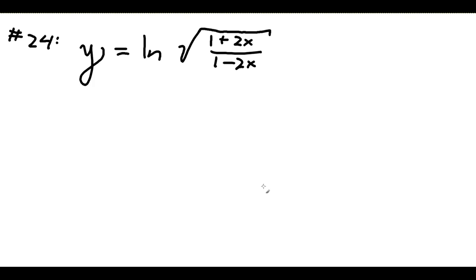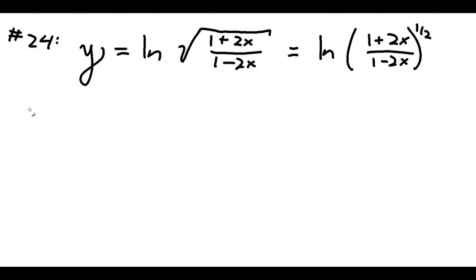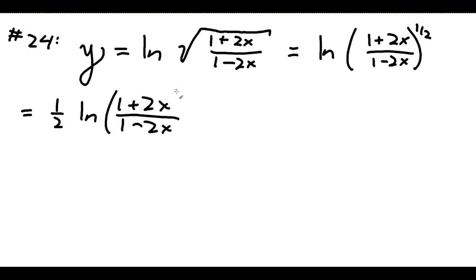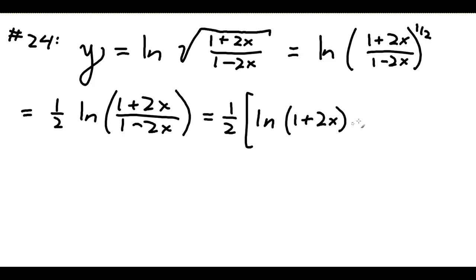But do not forget properties of logarithms, which hopefully you have learned thoroughly and extensively in previous courses. This is the natural log of 1 plus 2x divided by 1 minus 2x, raised to the 1/2 power. And one of the properties of a logarithm allows us to write that as 1/2 times the natural log of 1 plus 2x divided by 1 minus 2x. And that, we have a logarithm of a quotient, and that we can break apart into a difference of logarithms. So the natural log of 1 plus 2x minus the natural log of 1 minus 2x.